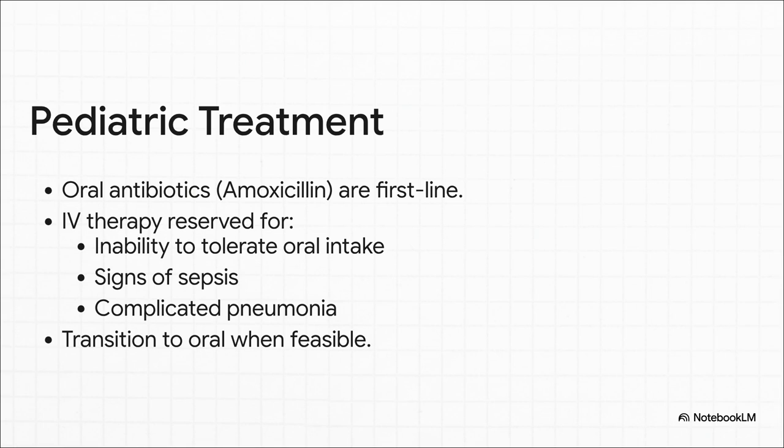Well, the approach here is generally less aggressive, which is good news. For most kids, oral antibiotics are perfectly safe and effective, and our first-line choice is good old amoxicillin. We only bring out the IV big guns, like amoxicillin or ceftriaxone, if we see real red flags. Things like vomiting so they can't keep anything down, signs of sepsis, or other complications. And as soon as they can take meds by mouth again, we switch them right back.